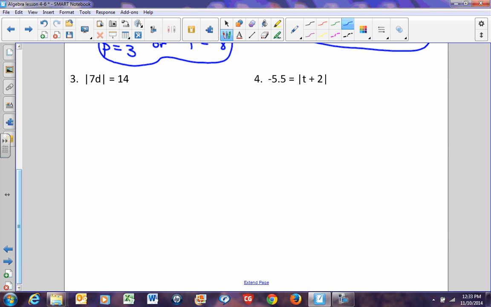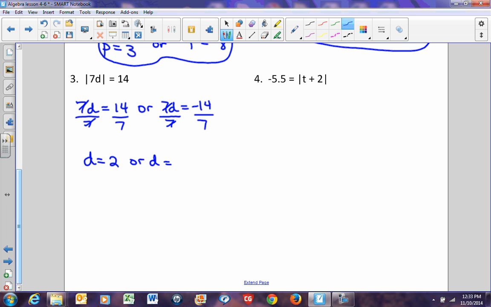Let's look at these next two problems. The absolute value of 7d equals 14. Here we have both the 7 and the d. It doesn't mean we can just divide by 7. It means we need to set it up separately again. 7d equals 14, or 7d equals negative 14. Solve both equations separately by dividing by 7, and you will have d equals 2, or d equals negative 2.